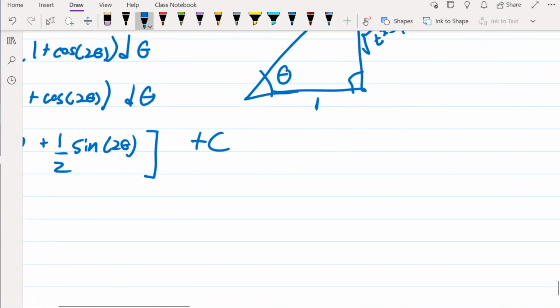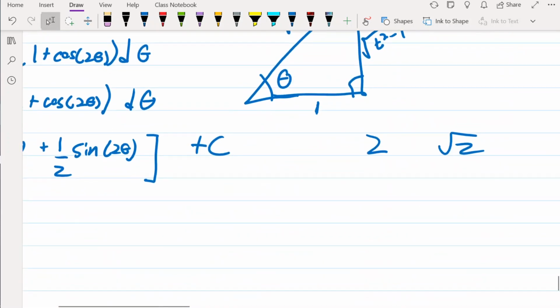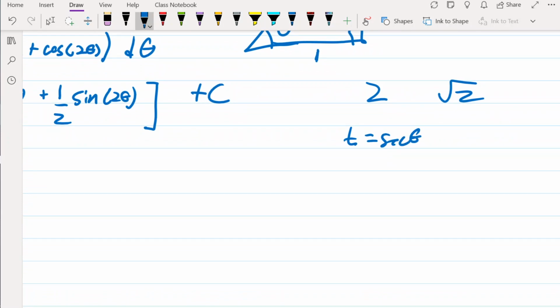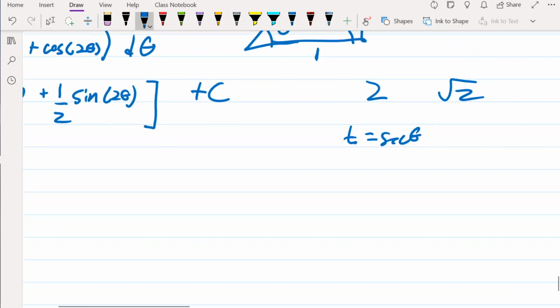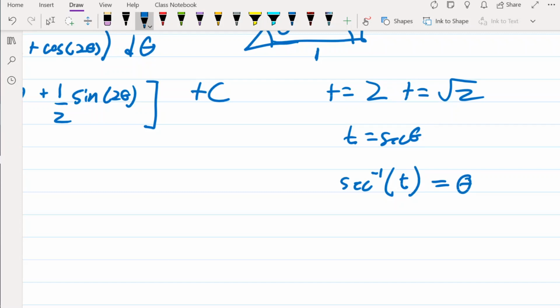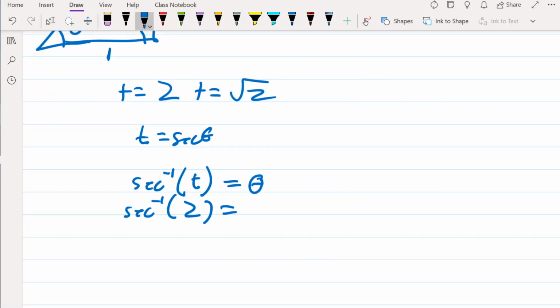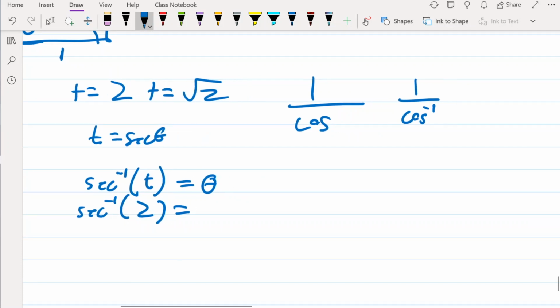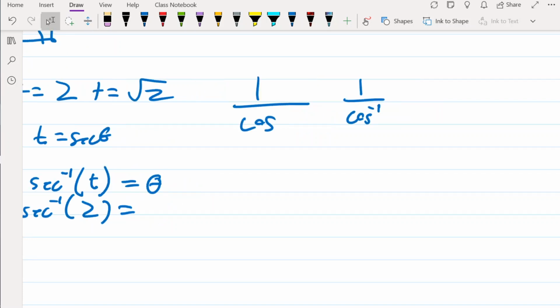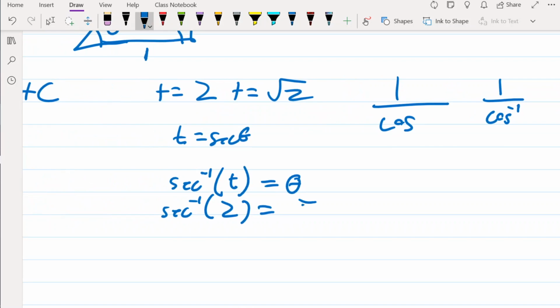So we have 2 and root 2, and we set t equal to secant theta. And I think that's all we're going to need. So that means the secant inverse of t is going to equal theta for us, which will become our new bounds right here and here. So the secant inverse of 2 is going to equal, this is 1 over cosine, so we're finding 1 over cosine inverse, which will mean that this is equal to whatever makes cosine 1 over 2. So this is going to be pi over 3.